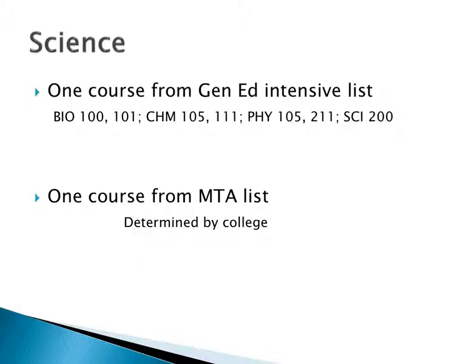And secondly, in the sciences, one of the courses that they take must have a lab component. So students are going to have to take one from the Gen Ed intensive list, one course from the MTA list. They're going to have different designators, and one of them is going to have a lab component. Now, if you look at these courses, like Bio 101, most of these have lab components. So it shouldn't be real difficult to get the lab component in one of the science classes.